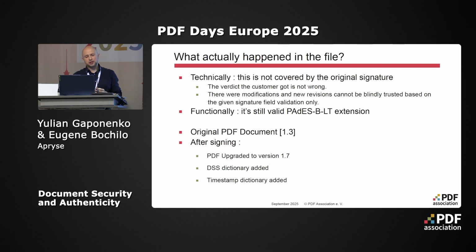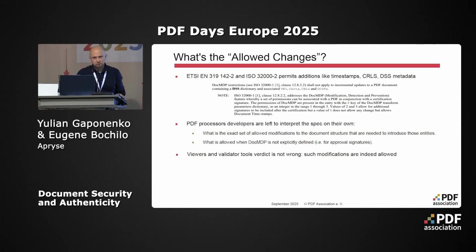A DSS dictionary was added, and a timestamp dictionary was added. What those are, well, I've mentioned that the LT level for PAdES signatures requires you to add some additional information. So in the DSS dictionary, in the PDF file, you can actually store different data entities that would be required. So think about certificates, think about revocation data that you get from the certificate authority that at a certain moment of time the certificate is not revoked.